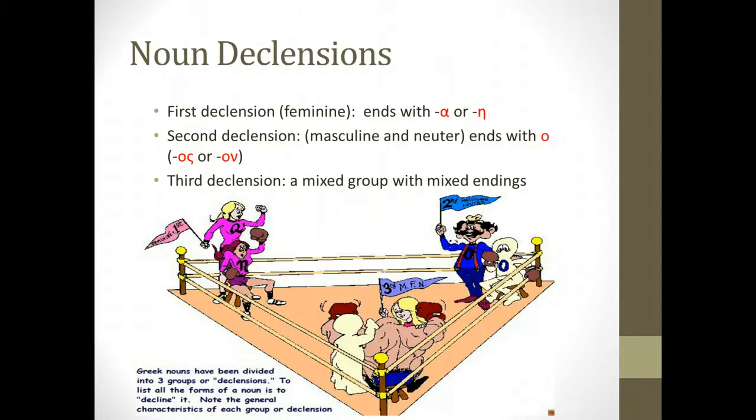And we call them declensions because they are groups of nouns, okay? And you'll notice that they're all holding up their hands in a clenched fist, and that is to help you remember that we are talking about declensions. And in this particular lesson today, you're going to be dealing with second declension nouns, those that are masculine and neuter.